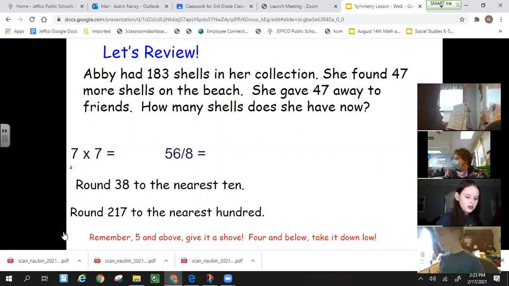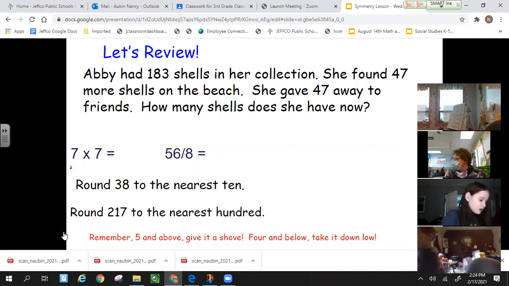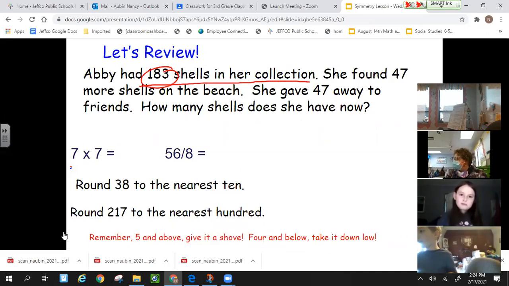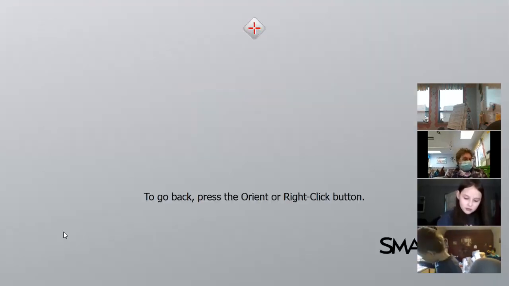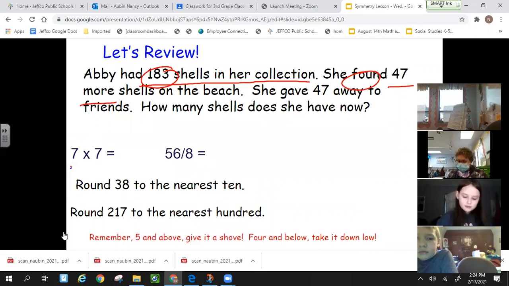I will underline some important information since you guys don't have the text in front of you. Abby had 183 shells in her collection. She found 47 more. Let me see if this helps. I don't know if it will. All right, let's see your work. Abby, you're on the right track. Keep it up, my dear.